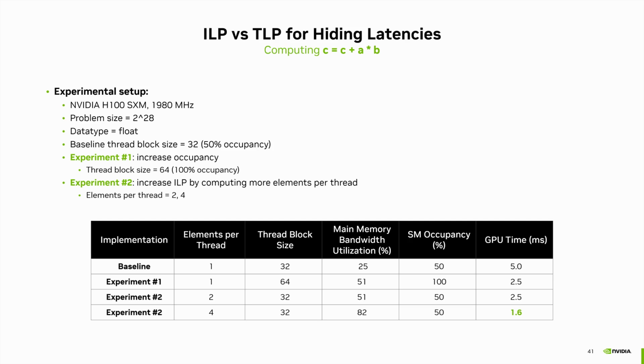Then in our second experiment, we will work with ILP. So we will increase the number of elements per thread to 2 and 4. And in this case, we see again that by going from 1 to 2 ILP, we have a 2x boost in performance. And then by going to 4, we again have a performance boost. So obviously, both ILP and TLP are different ways of hiding latency on our GPUs.